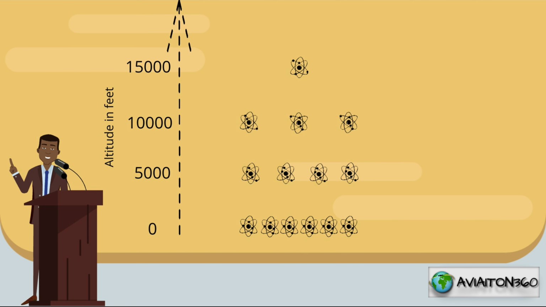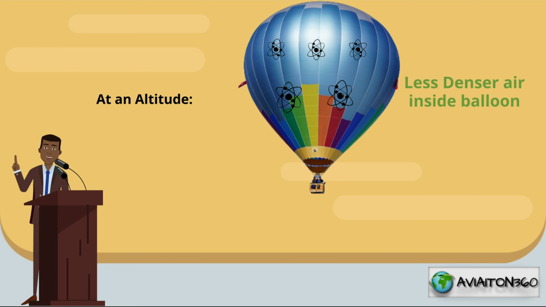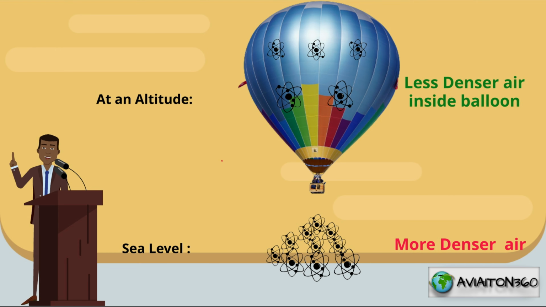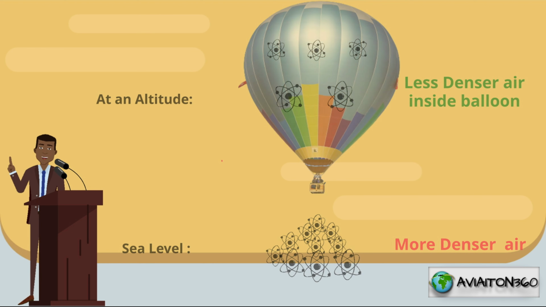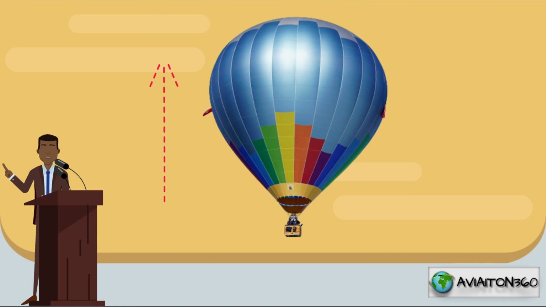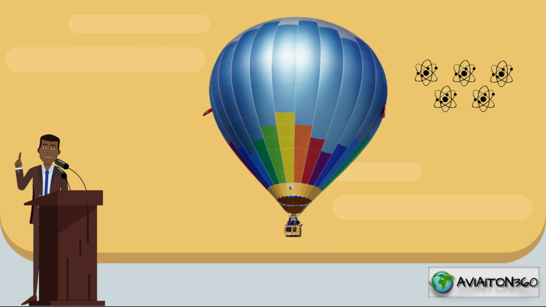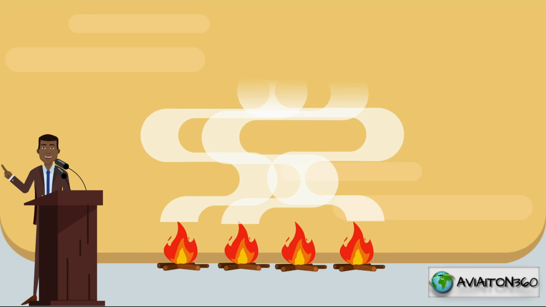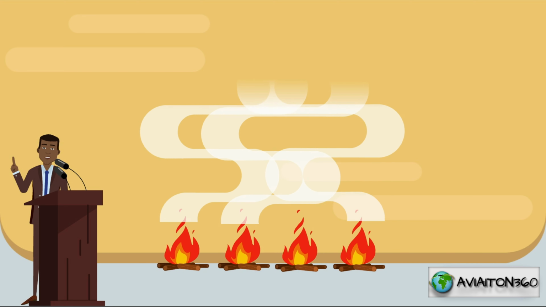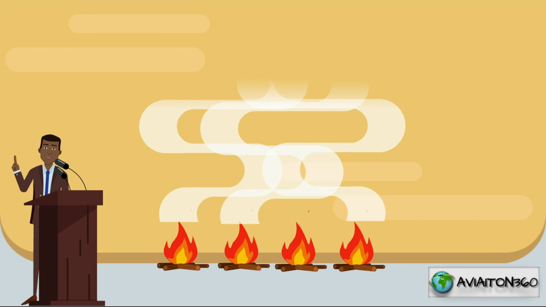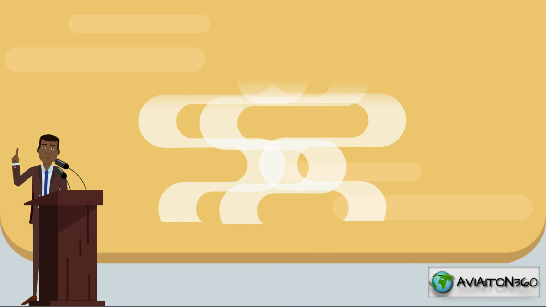The density of hot air inside a balloon is less than that of the air at sea level, so the balloon rises. It will continue to rise until the air outside of the balloon is of the same density as the air inside. Smoke particles rise on a plume of hot air being generated by a fire. When the air cools, the particles fall back to Earth.